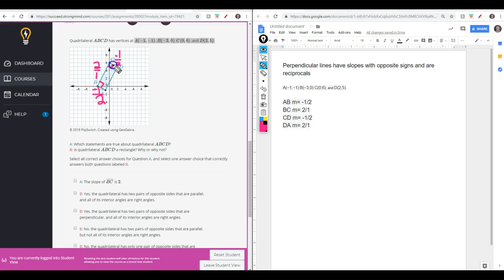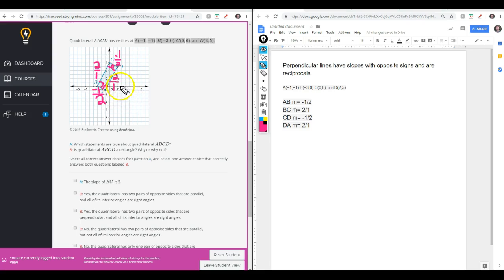So that means this angle right here is 90 degrees, and segment DA has a slope of 2 over 1. So segment CD and the adjacent side of segment DA, their slopes are opposite in signs and they are reciprocals. So again, that means this angle is 90. Last one to check is segment DA and segment AB. Their slopes have opposite signs and they are reciprocals, which is 1/2 and 2 over 1. So that angle right there is 90 degrees as well, since those two segments are perpendicular.